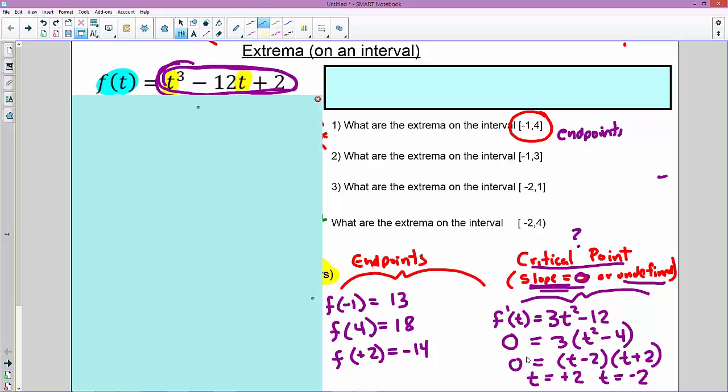But notice I'm going to throw away this value, because it's not between -1 and 4. It's to the left of -1, see? So I don't always have to test every critical point, only the critical points that fall in between our endpoints.